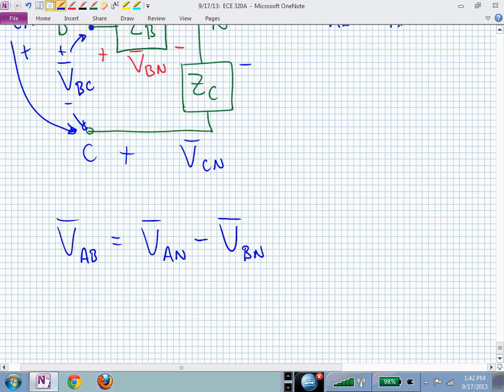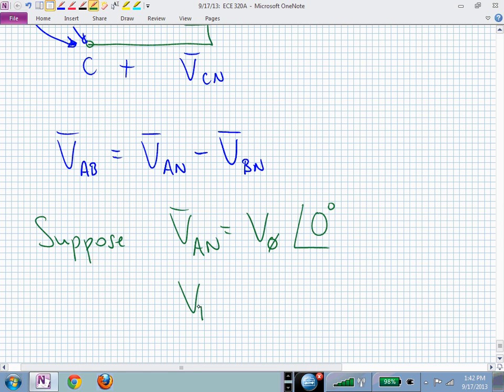Now let me just make some parameterization. Let me just suppose that I'm labeling the phase voltages and I have a positive phase sequence. Let me just say that this is now some magnitude. I'll just say V sub phi, and let me make that one my reference. If that's the case, what's V sub Bn? And it's a positive phase sequence.